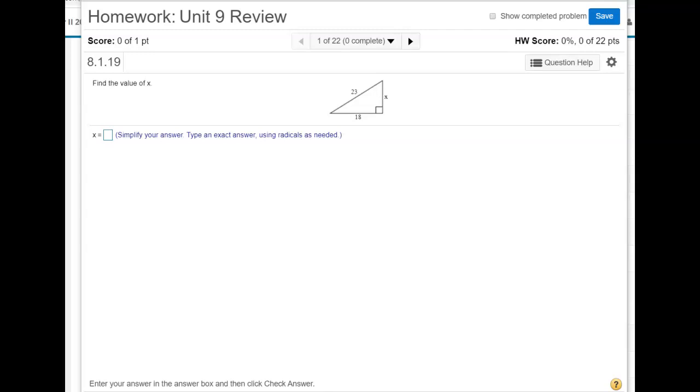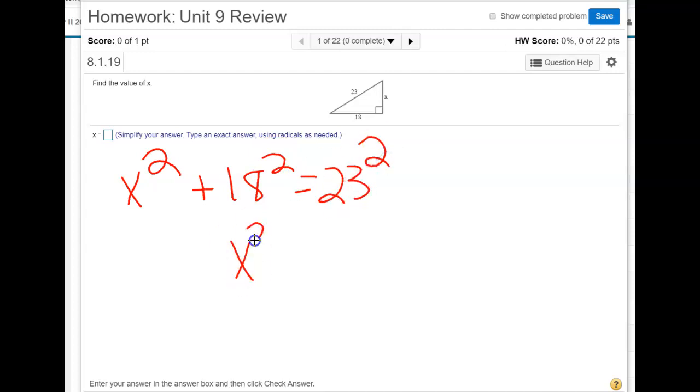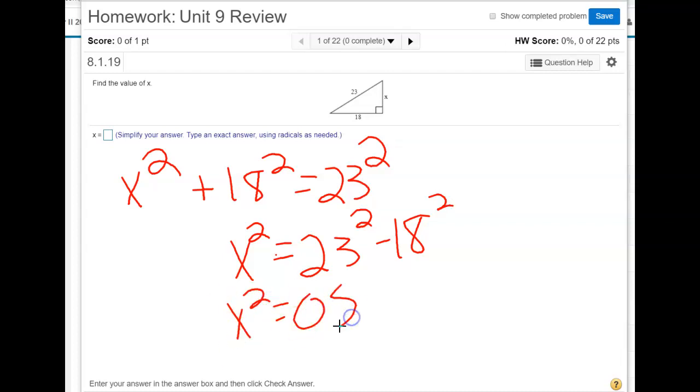So number one, it says we have to go and find the value of x. Notice there's no special right triangle, so we are just setting up the equation using Pythagorean's theorem. And just to shorten it up, don't forget, we could go and do 23 squared minus 18 squared. Take a moment, type that in my calculator. I end up with x squared equals 205.